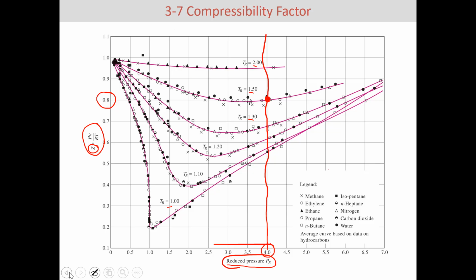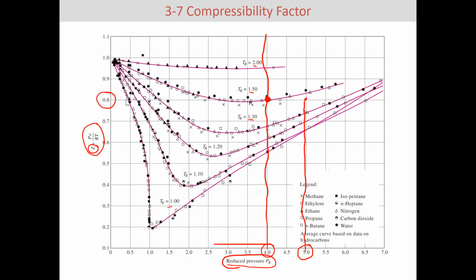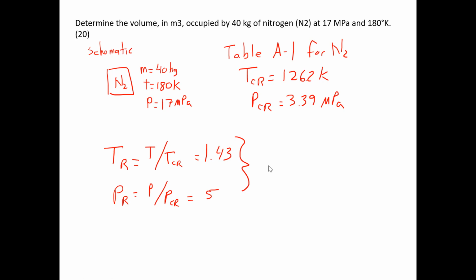So let's go back to the chart. We have reduced pressure of 5, and we have a reduced temperature of about 1.43, which lands us about right there. Right, so let's say right about there. That gives us a compressibility of about 0.8. That chart can be found as figure A15. So if you do that, you find that your compressibility is about 0.8.